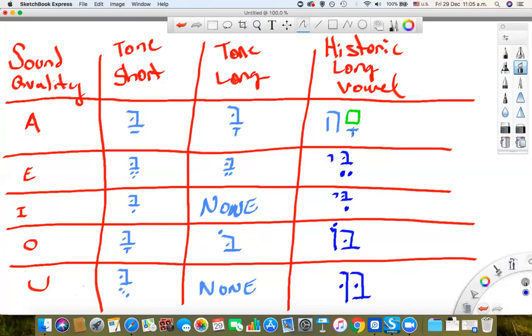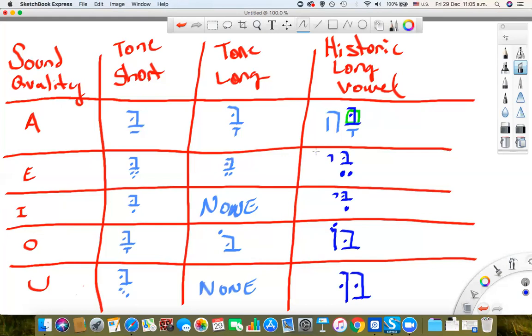So here we have ba. If we just make this a bet here. Ba, be, be, bo, boo. So these are our historic long vowels. So this is kind of the basic vowel chart. I would encourage you to memorize it along this way.